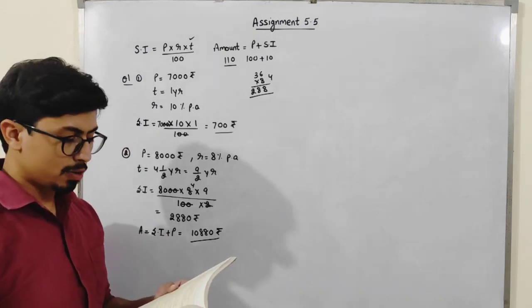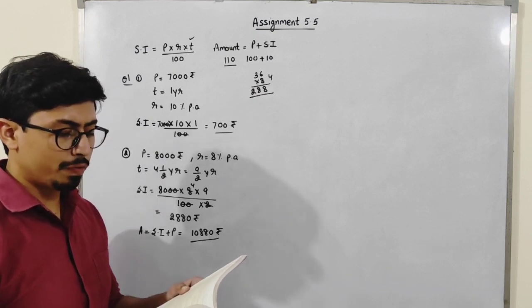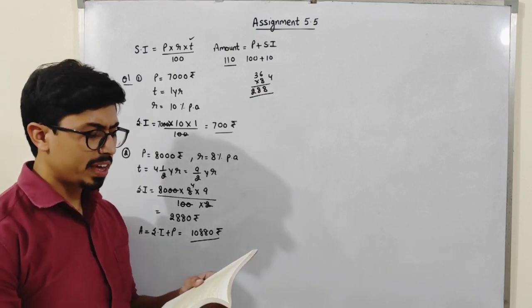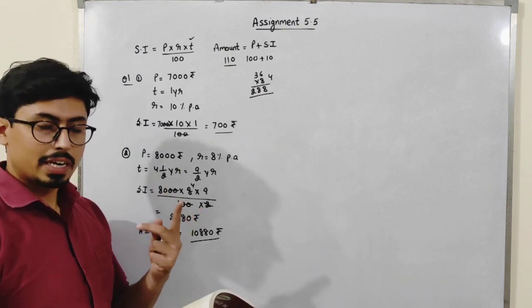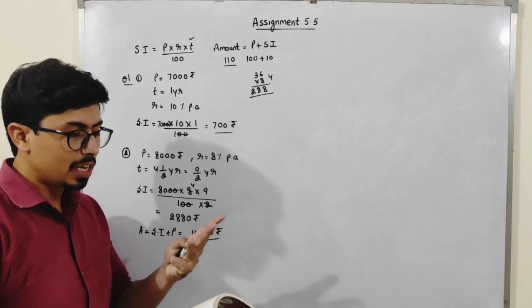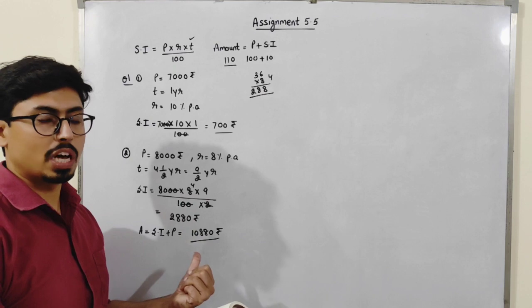Now moving forward to the second question, students. Find the interest on 500 rupees for a period of this. Okay, see students, in this question also, principal is given, time is 4 years, rate is given. So you can find out the interest, and after finding out the interest, you can find out the amount.